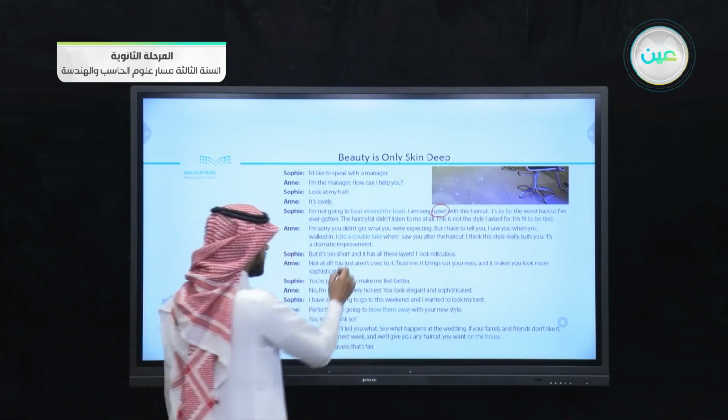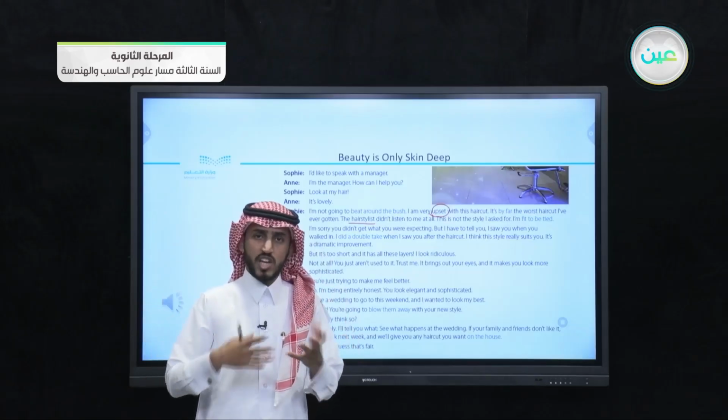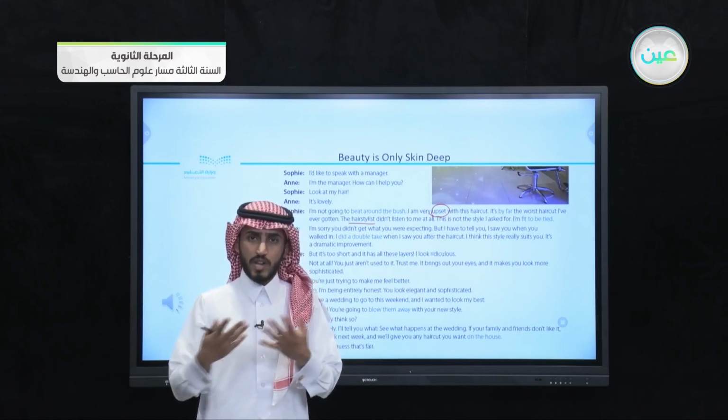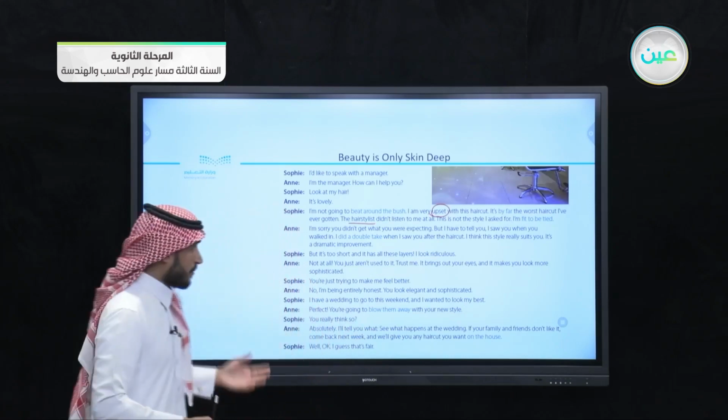Another word is the hairstylist. The hairstylist refers to the person who does your hair, who changes the appearance, the way your hair looks. We call that person hairstylist.